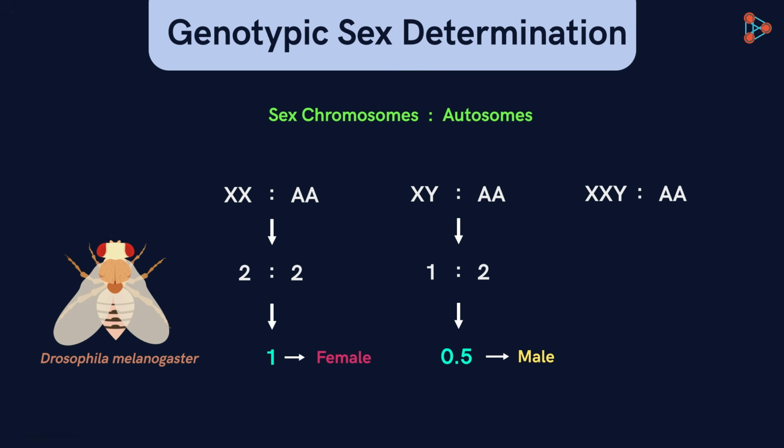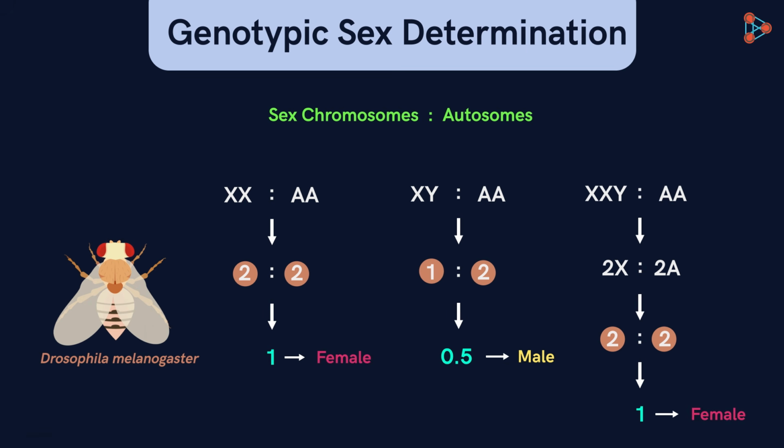Let's crack this together. If we calculate aptly, then there are 2 X chromosomes and 2 sets of autosomes. Thus, the ratio obtained is 2:2, that's 1. So this fly will be a female. The presence of the Y chromosome does not affect the sex of this fly. It's the ratio of the X chromosomes to the autosomes that determines the sex.